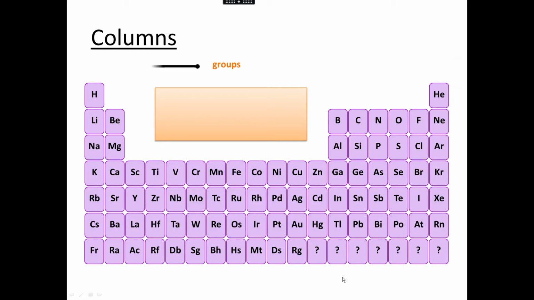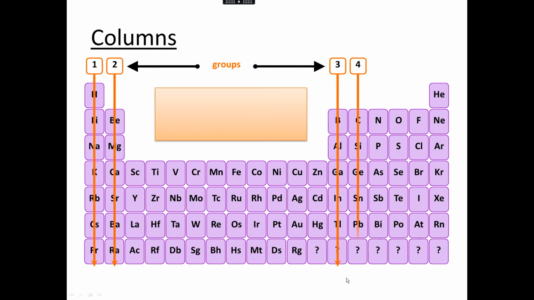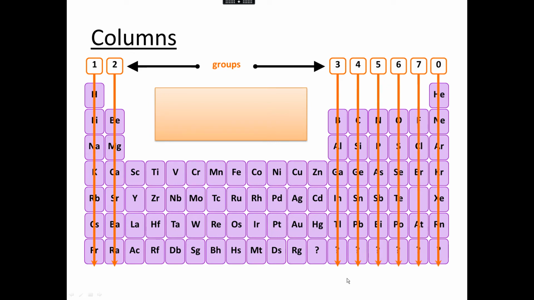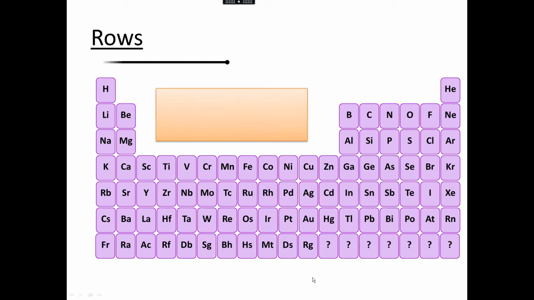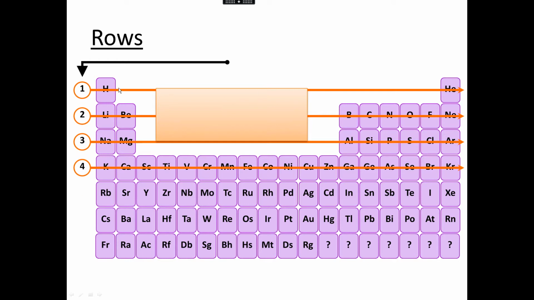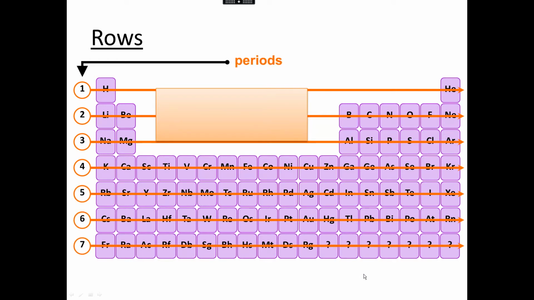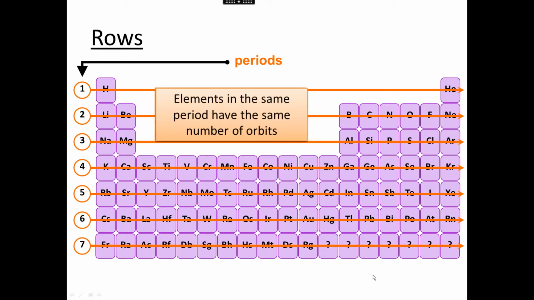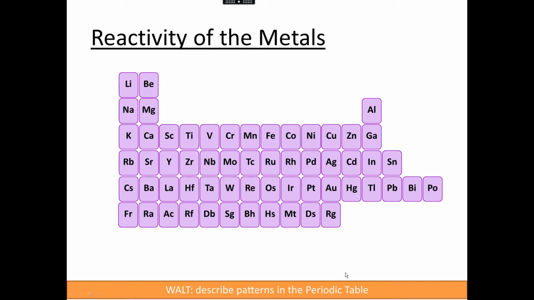So the columns of the periodic table are called groups. They share the same chemical and physical properties, and they have the same number of electrons in the outer orbit. And you need to be familiar with groups 1, 2, 3, 4, 5, 6, 7, and 0. The noble gases over there. And then the rows are called periods. Sometimes people forget that hydrogen and helium count as period 1. So period 2 starts with lithium. And elements in the same period have the same number of electron shells.